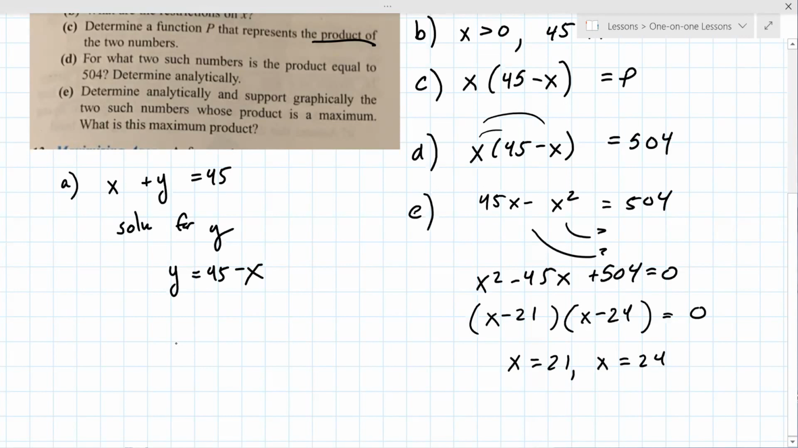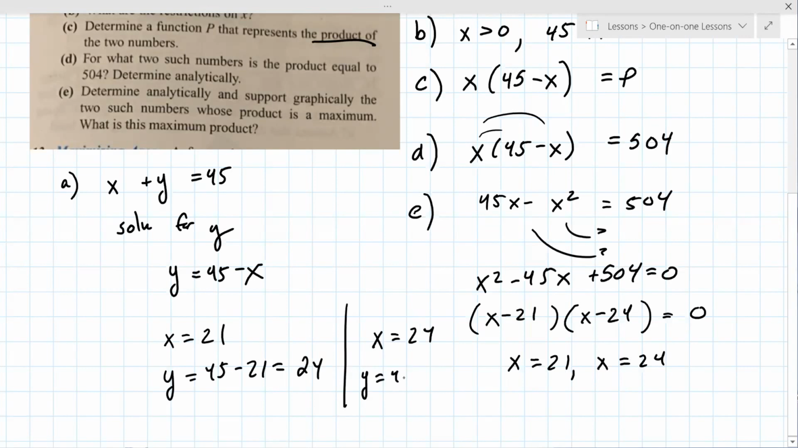So let's just say you choose x to be 21. You know that y is 45 minus 21, which is 24. And let's say you're like, oh, well, I really wanted x to be 24. Well, y is 45 minus 24, which is 21. Makes sense.